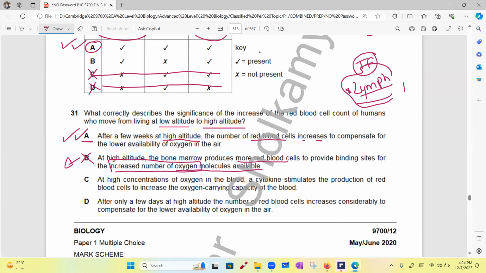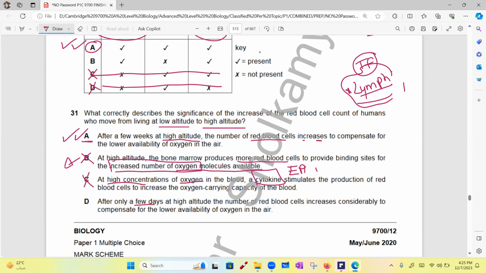Let's look at C. At high concentrations of oxygen in the blood, a cytokine stimulates the production of red blood cells to increase the oxygen carrying capacity of the blood. Now, we did talk about this hormone that is produced from the kidney. Did I ever say anything about cytokine? No. It's the erythropoietin hormone, EPO, not cytokine.